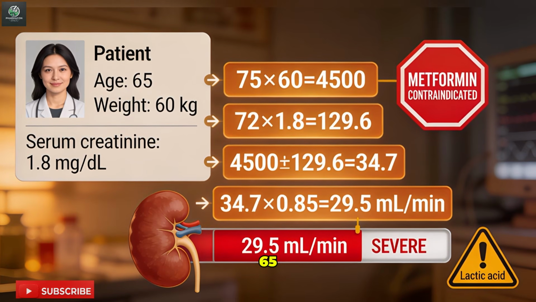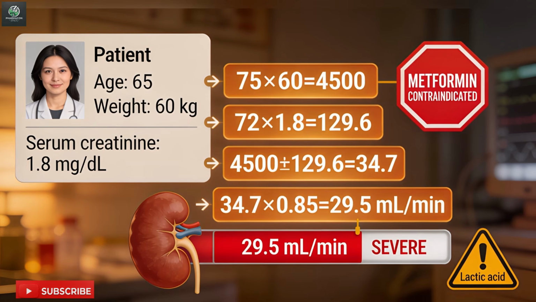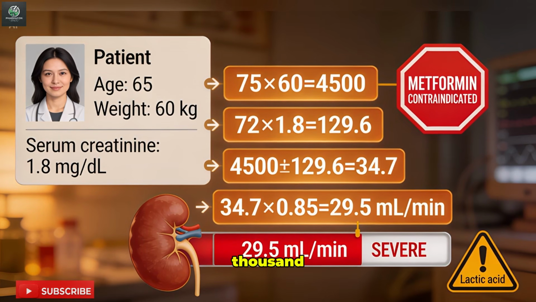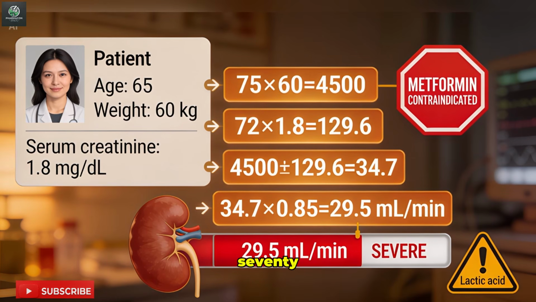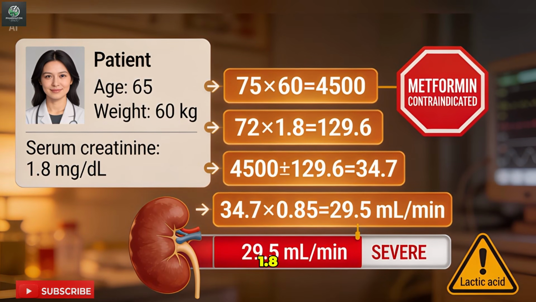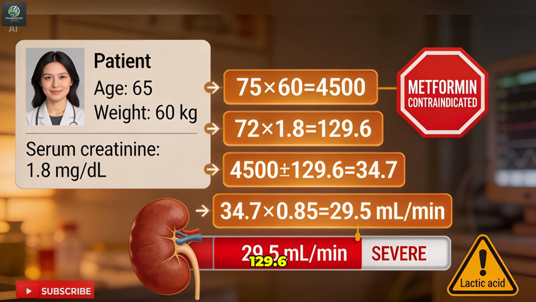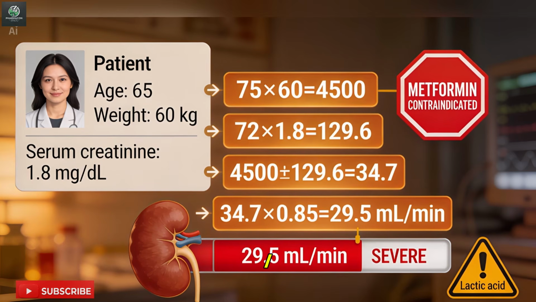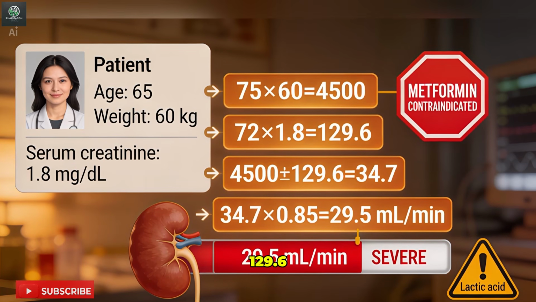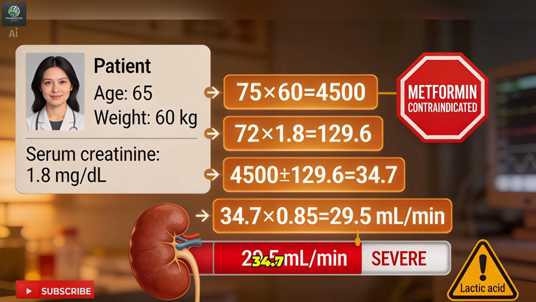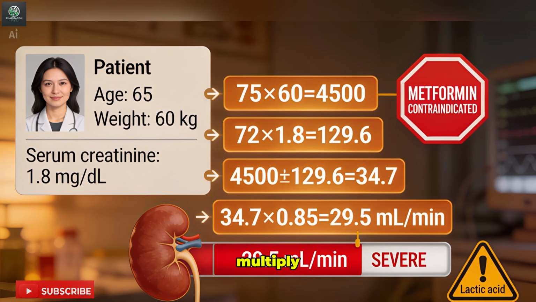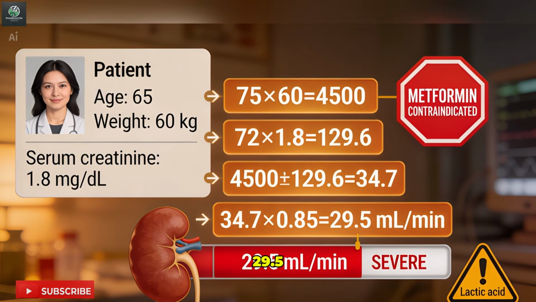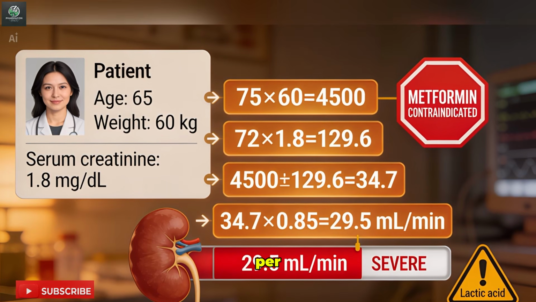140 minus 65 equals 75. 75 multiplied by 60 equals 4,500. 72 multiplied by 1.8 equals 129.6. 4,500 divided by 129.6 equals 34.7. Multiplied by 0.85, because female, gives 29.5 milliliters per minute.